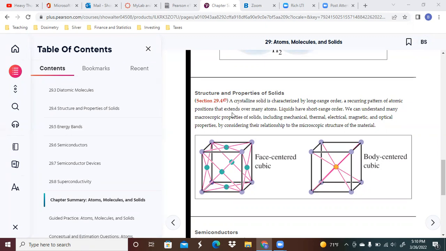We can understand many macroscopic properties of solids, including mechanical, thermal, electrical, magnetic, and optical properties by considering their relationship to the microscopic structure of the material. So you can see a face-centered cubic molecule. You can see a body-centered cubic molecule.